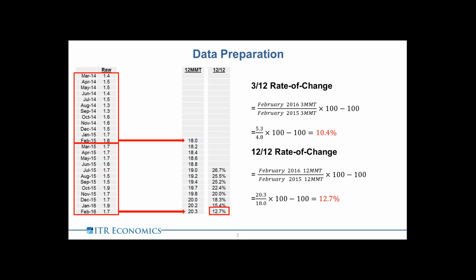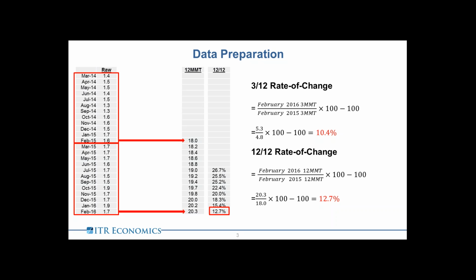So again, you can see the clear rising pattern developing in the data in the 12 MMT column, but clearly we see an issue has developed here because the growth rate has essentially been cut in half over the last 6 months. That's what we can derive from the 12-12 column. And it's important to note that there is a relationship between the 3-12 and the 12-12 rate of change.